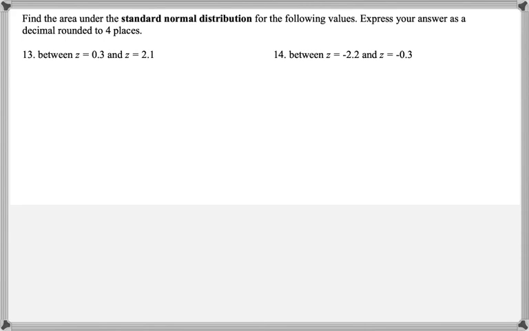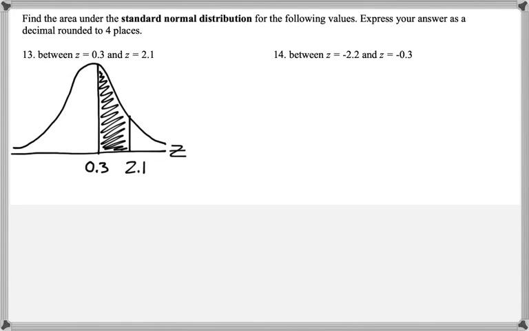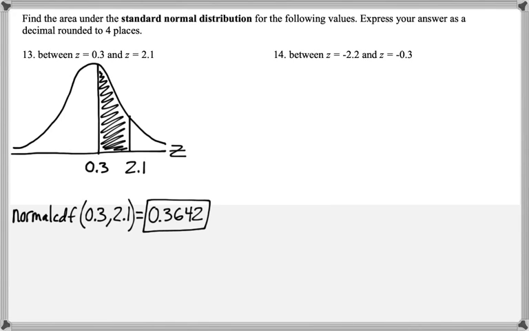So if we draw the picture, it's going to look something like this. So our lower bound is 0.3 and our upper bound is 2.1. So we want to type that into the normal CDF. So the area is 0.3642.